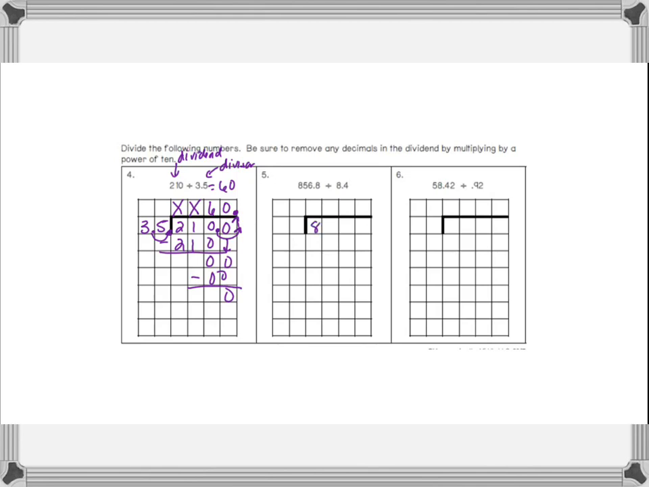We've got 856.8 that we are dividing by 8.4. So my divisor's in charge. I have to swoop one time here, which means I have to swoop one time here, and then I'm going to bring this up into my quotient. So now I have 8,568 divided by 84. Again, I want you to pause the video, work the long division, and then come back and check your work.